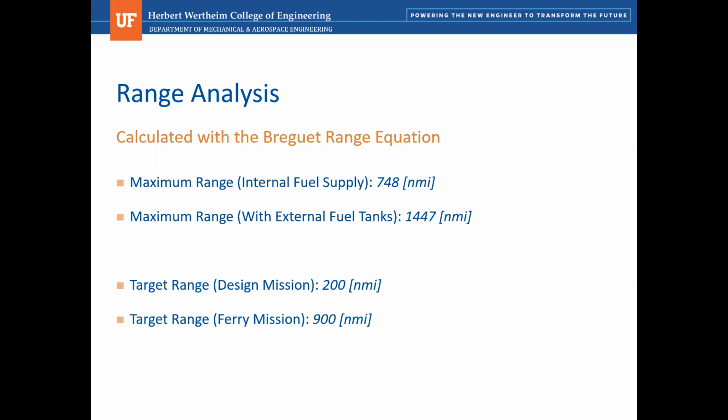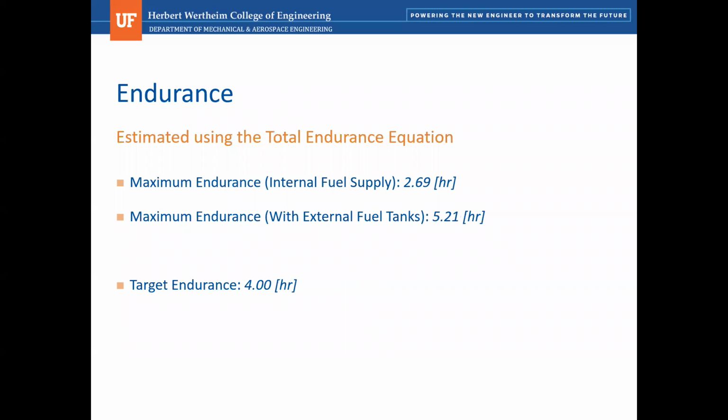So what this shows is that our target range for our design mission was about 200 nautical miles. So we far exceed that, even with just the internal fuel supply. And then the target range for the ferry mission was 900 nautical miles. So in order to be able to get that far, we'd have to use some sort of external fuel tank solution. But that mission does not require as large of a payload, so that is easily obtainable. Slide.